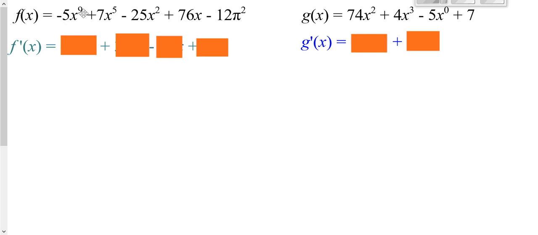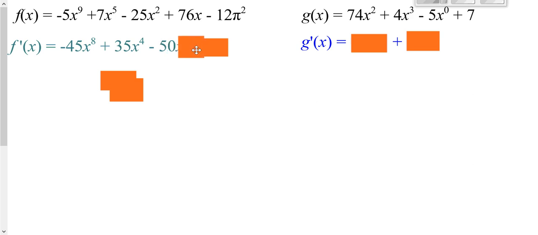Exponent in front, 9 goes down with the negative 5, gives us negative 45. Decrease your exponent by 1. Take the 5 down with the 7, 7 times 5, decrease your exponent by 1. Put the 2 down in front, 2 times negative 25 is negative 50, decrease your exponent by 1. Exponent is 1, put it down in front, doesn't change it, decrease it by 1 would be an x to the 0, which is 1.